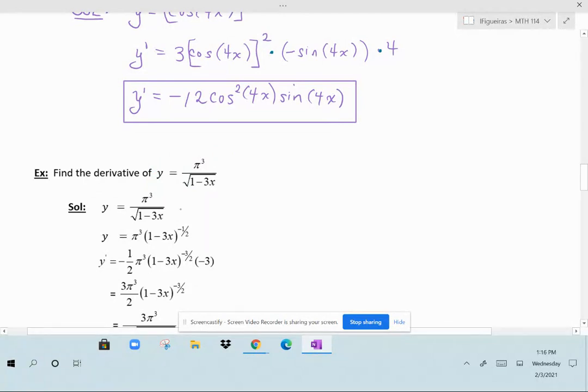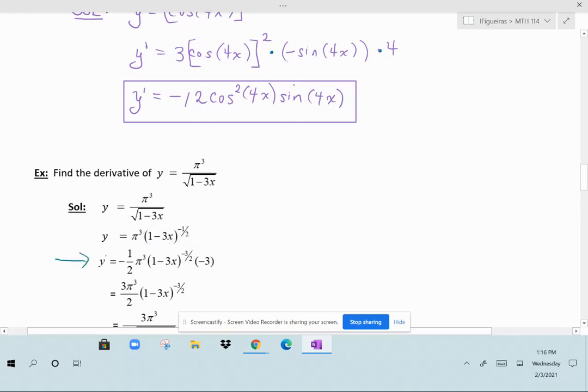So what I mean by that is, instead of pi cubed over the square root of 1 minus 3x, I'm going to write the square root as 1 minus 3x to the negative 1/2. Then pi cubed is just the coefficient of that variable expression, and I'm going to apply chain rule to this part, where the outer function is raising it to the negative 1/2 power and the inner function is 1 minus 3x. So that's exactly what I did on this line.